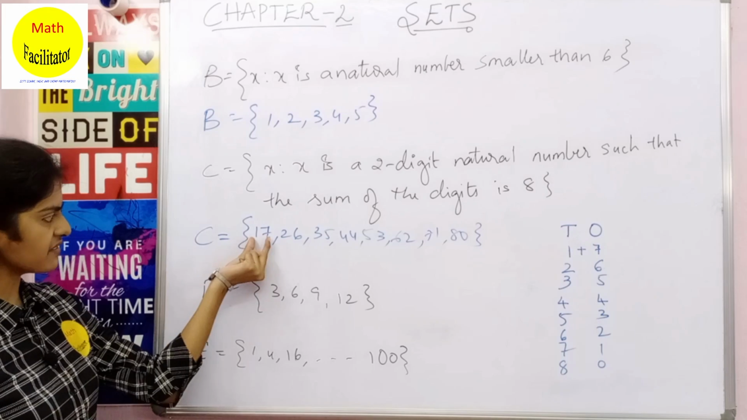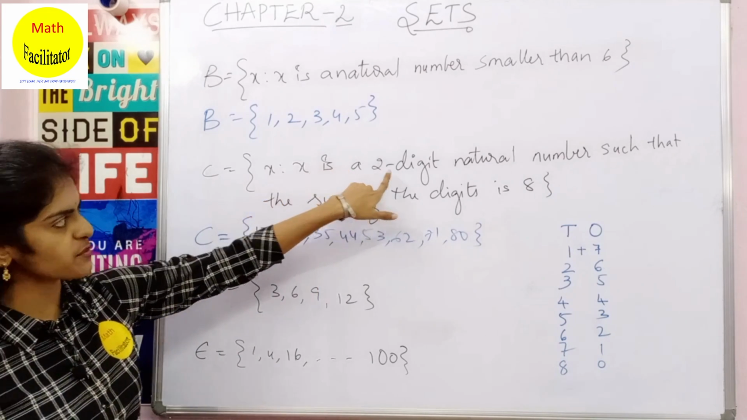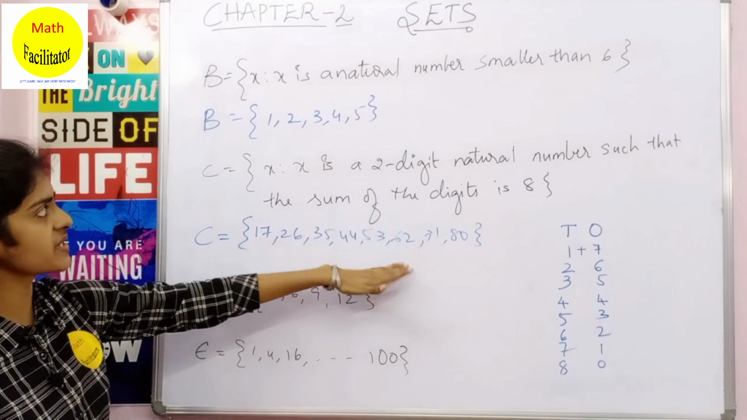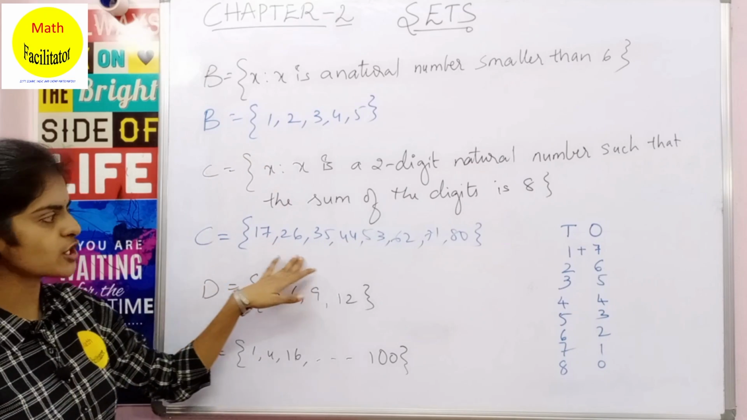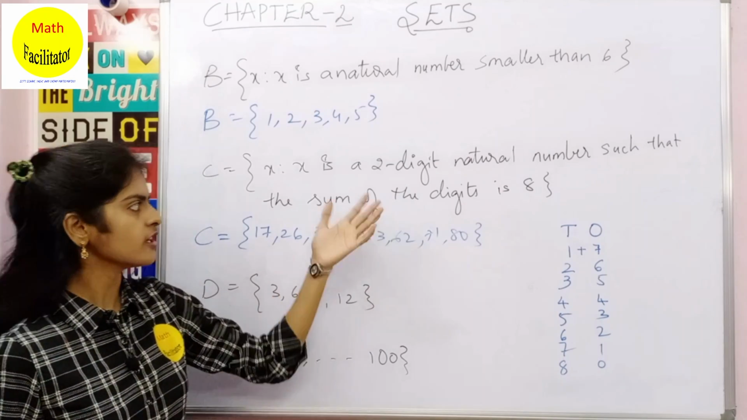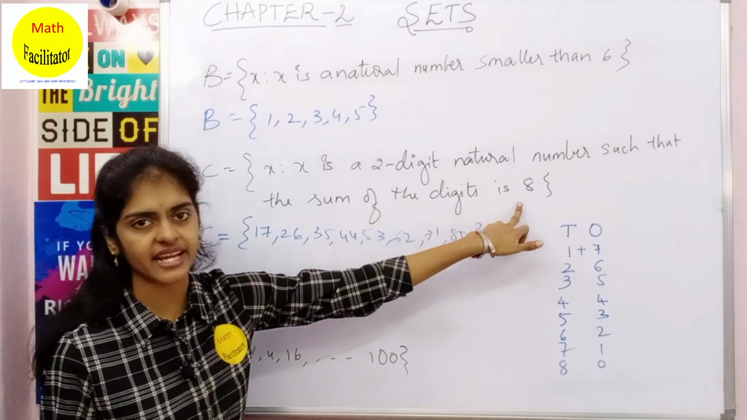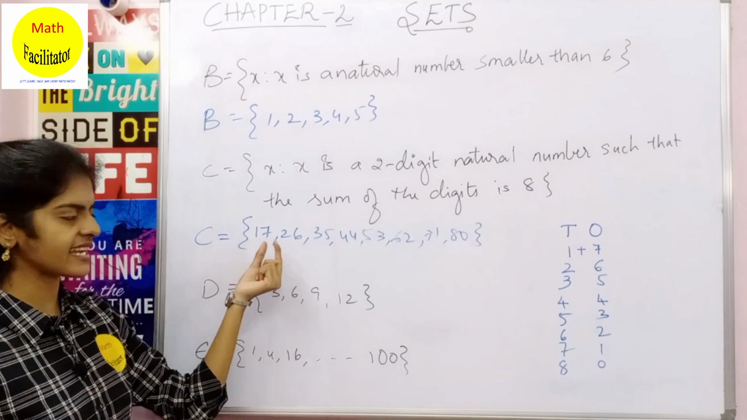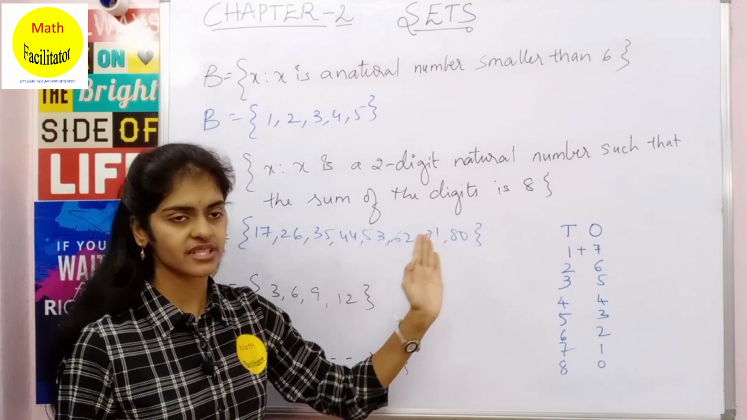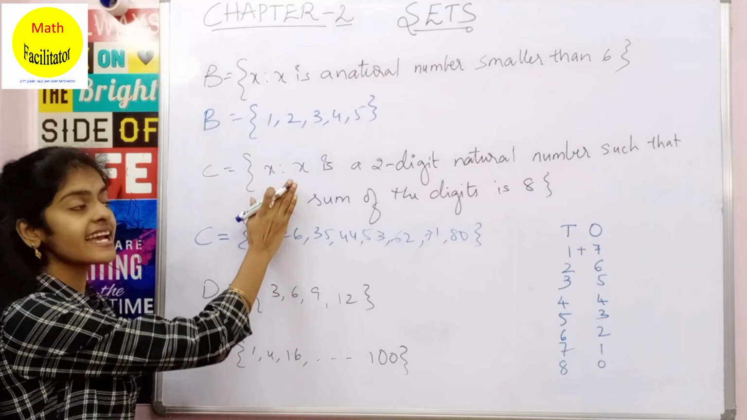So you can see every element of this satisfies the condition. The first condition is that it has to be a 2-digit natural number. You can see all these are natural numbers, because natural numbers start from 1. And they are 2-digit numbers, so the first condition is satisfied. The next condition is that the sum of the digits should be 8. So everywhere you can say 7 plus 1 is 8, 2 plus 6 is 8, 3 plus 5 is 8. So the sum of the digits of these numbers is 8, and these are the elements of this set. Clear? So this is roster form, and this is set builder form.